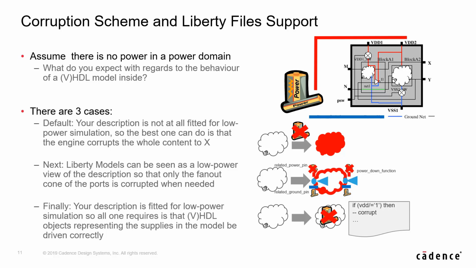And for example, say if my VDD is different than 1, then I will do something. I will trigger an assertion. I will corrupt the memory array. That's up to you. This is your responsibility. Our responsibility as a tools provider is simply to make sure that the supply net you have connected your pin to is provided the correct value upon expectation. So let's go further into detail.